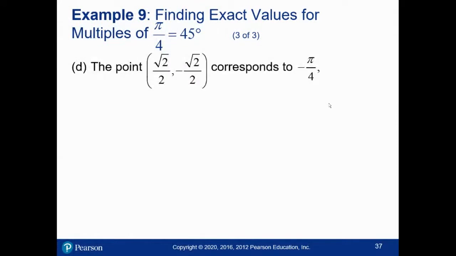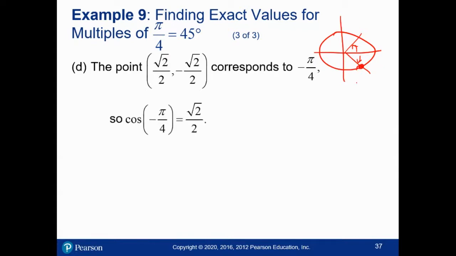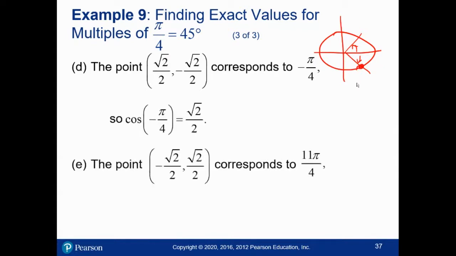Root 2 over 2, comma, negative root 2 over 2 corresponds to an angle of negative pi over 4. So negative pi over 4 was not in that chart, but it just means instead of doing pi over 4, do the same angle, but in the clockwise direction. And you ended up at that point down there. And we were asked for the cosine, which was positive root 2 over 2.